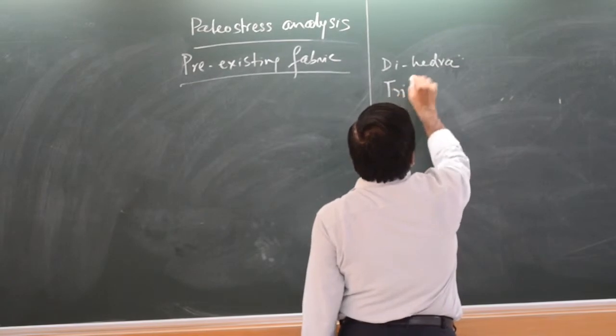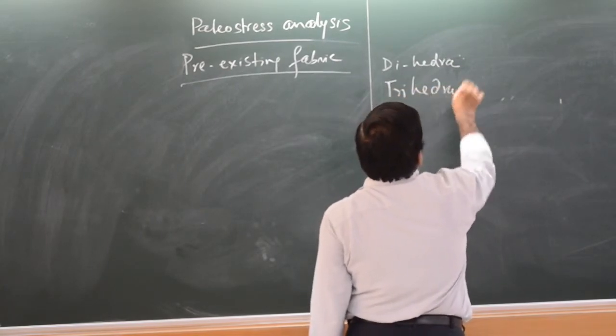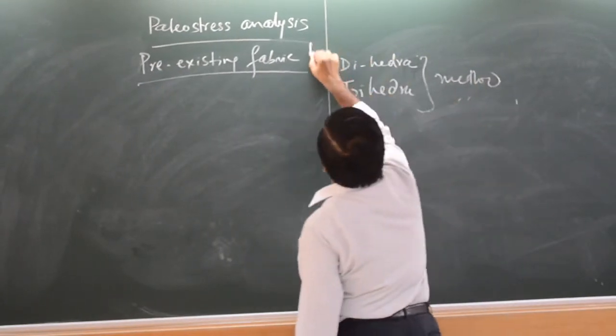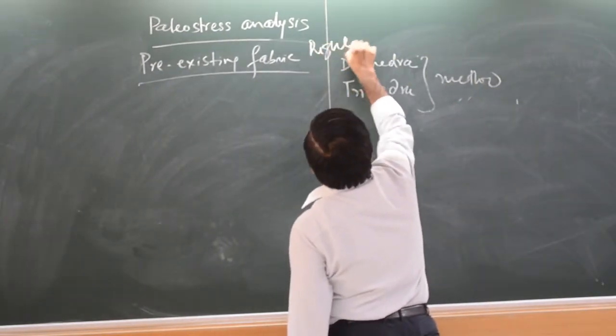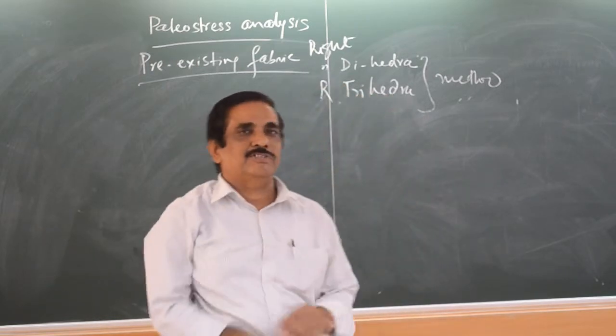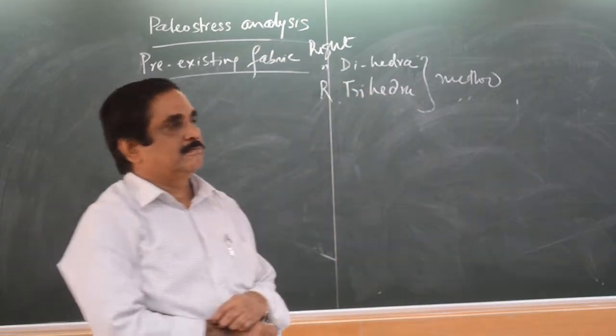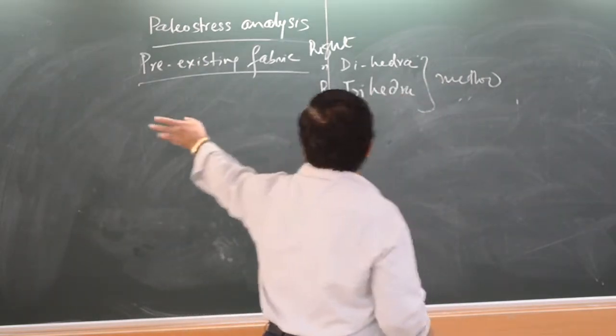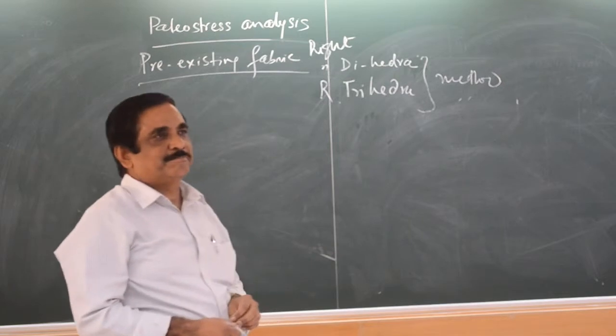Trihedra. But the method is the same. Some people like the right dihedra, right trihedra. इसमें क्या होता है? Understood ना? Why are you going for this? Because the 30 degree angle method does not work.